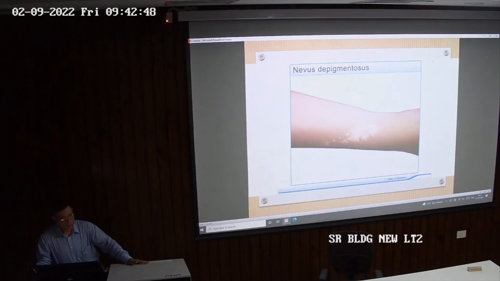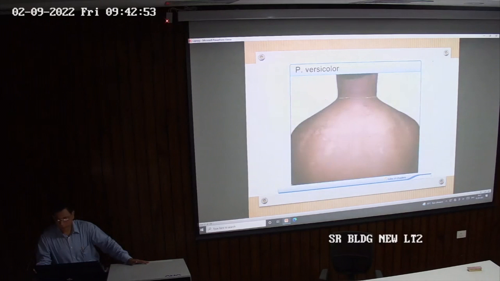So there are varied diagnoses. These are cases not of leprosy but of different diseases. This is the case of... Tell me the differential if you are not able to diagnose. Tinea versicolor. This is the case of tinea versicolor.